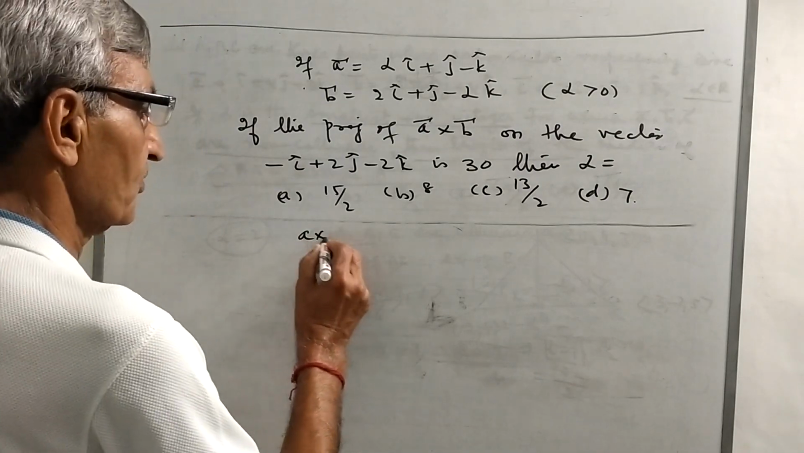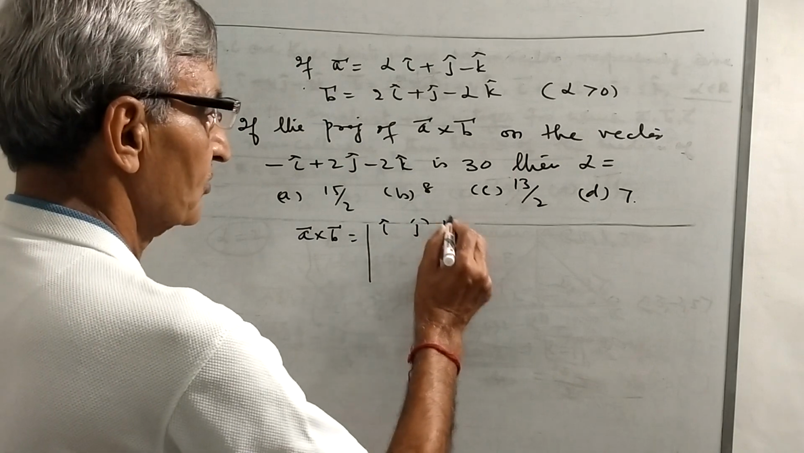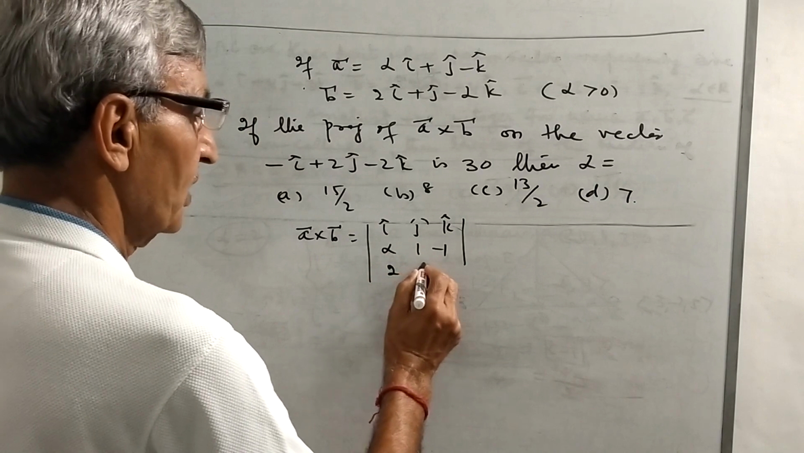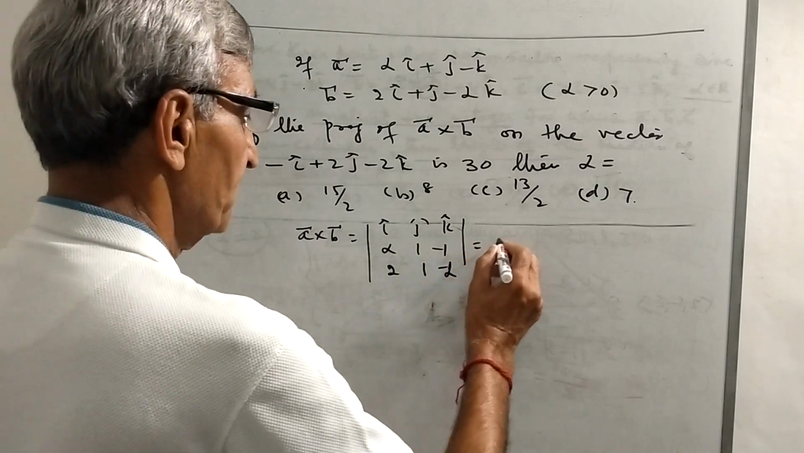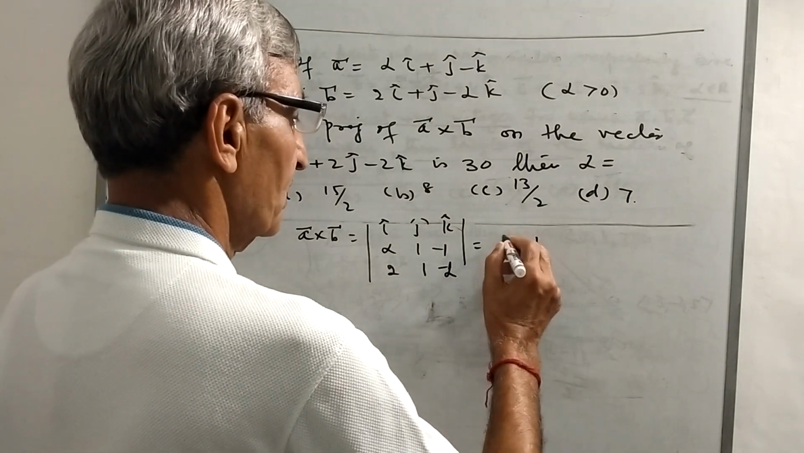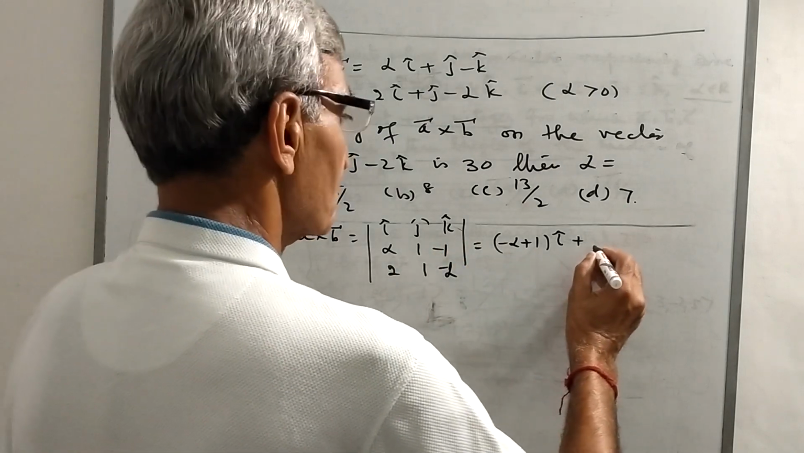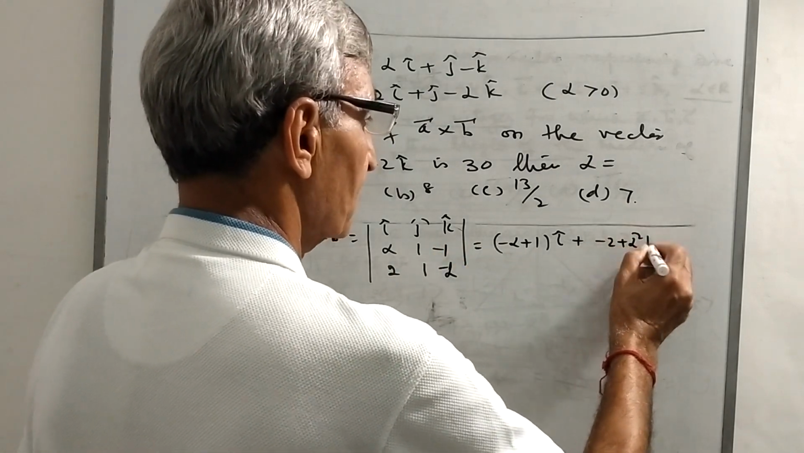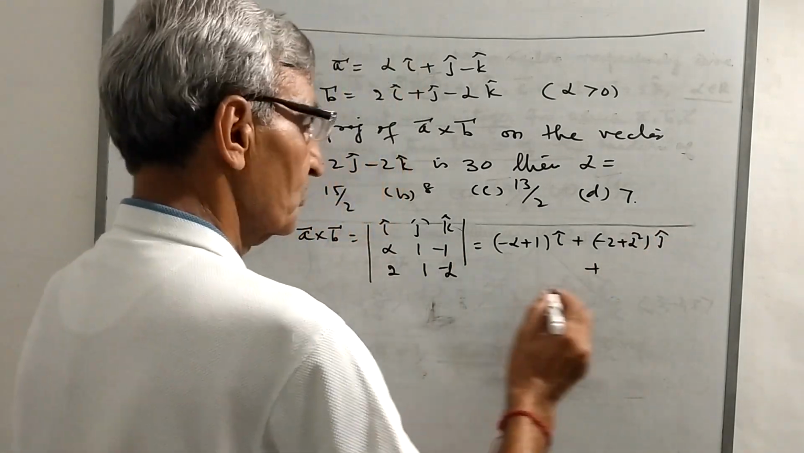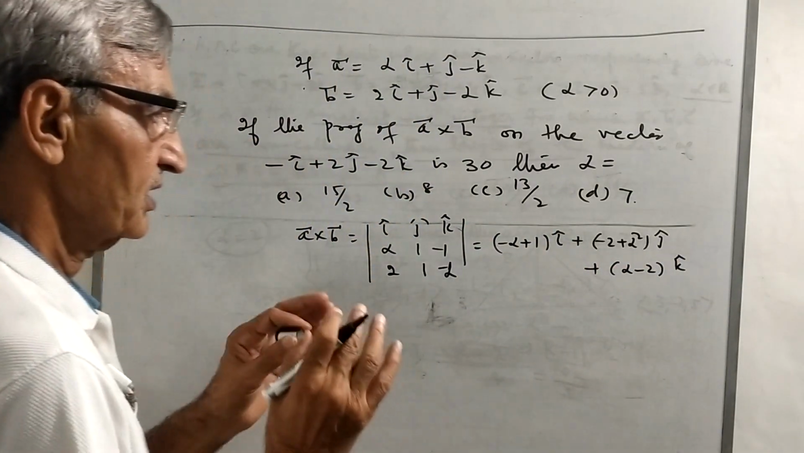Let me first find A cross B. What is A cross B? It is written as a determinant with i, j, k on the first row, then alpha, 1, minus 1, and then 2, 1 and minus alpha. Let me explain. For i it is minus alpha plus 1, into i. For j, it is minus 2 and plus alpha square, into j. Plus k is equal to alpha minus 2 into k. This is the vector I found out. This is A cross B.